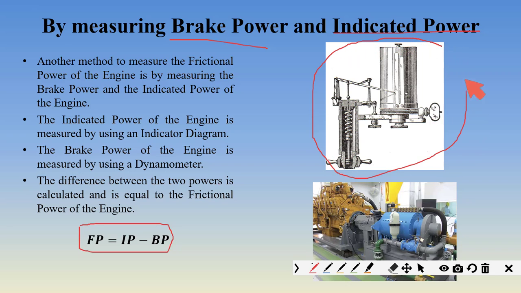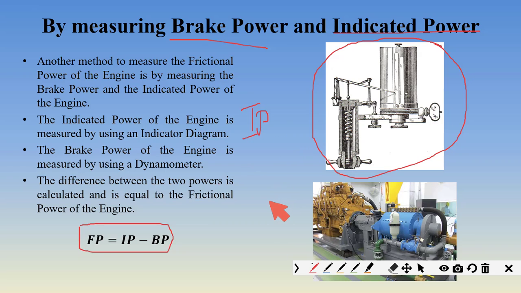We have to use this indicator diagram mechanism, so it is not very easy. But nowadays, because of highly responsive sensors, we can find out the indicated power more easily than before. Let's say 20 years ago it was very difficult. Now it is slightly easier.